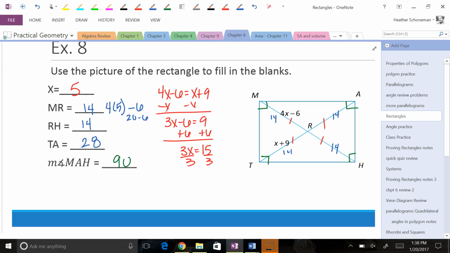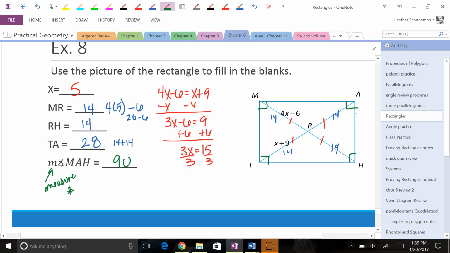MR, we know, is 14. RH, it wasn't given to us, but all 4 of those segments are equal, so it's 14 as well. TA is the whole diagonal, so we know it's 14 plus 14. That's how we got this to be 28. Okay, and over here, when they write the M, they want the measure, which means they want a number, and the corners of a rectangle are all 90.